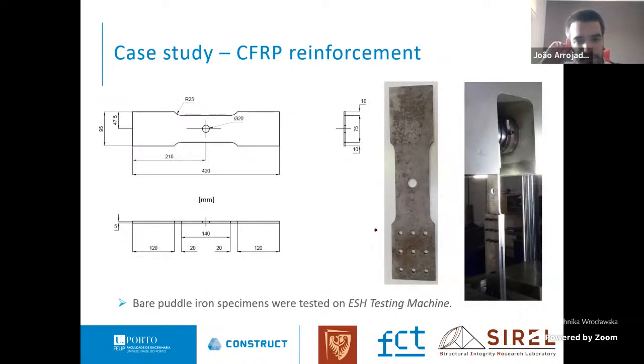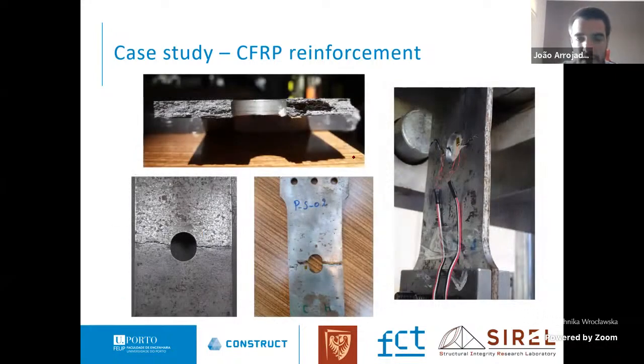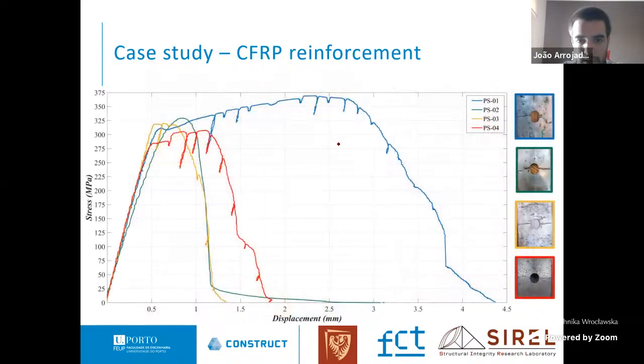This is the experimental setup for the geometry of the puddle detail, tested on an ESH testing machine. These are some images of the rupture. And here is some experimental data on the static tensile tests. We can see that puddle iron does not show very high ductility, but one of the samples showed a really good deformation, which is typical of the scatter in the results that I talked about previously.